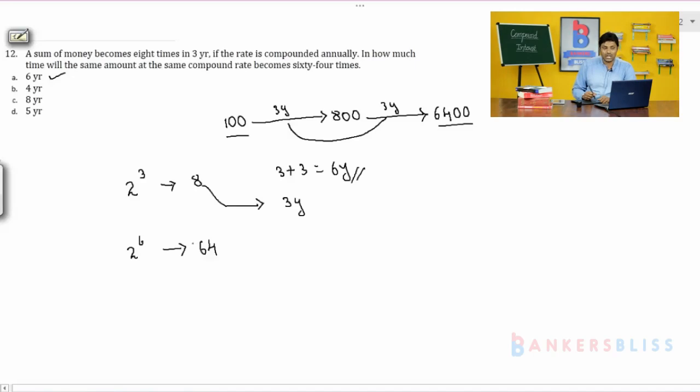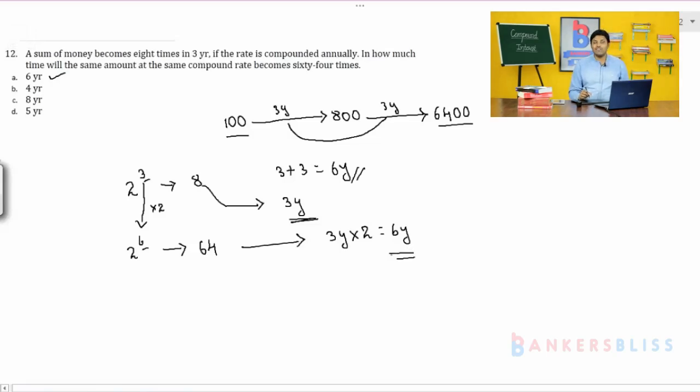So it has to become 64 times. For this, how many years does it have to take? See here, 3 has become 6. So how many times? Into 2, 3 2s are 6. Therefore your answer will be 3 years into 2, which is equal to 6 years. Very simple. So 2 cube is 8, 2 power 6 is 64. Here cube is 3, here cube is 6. So 2 times it is increased. Therefore the time period will be 3 years into 2, 6 years. Option A is the right answer. Very simple technique. Okay, let's go to the next problem.